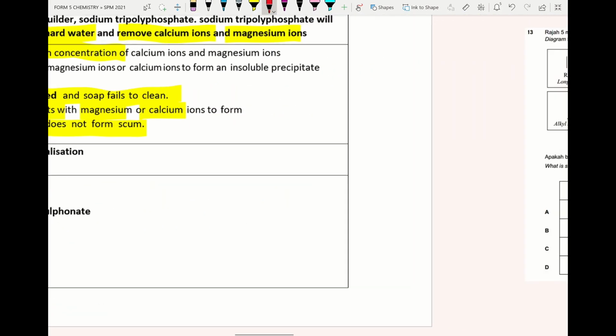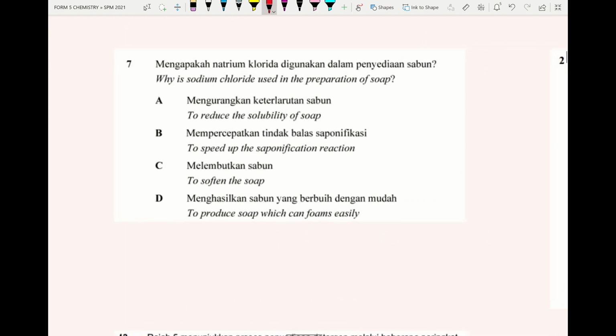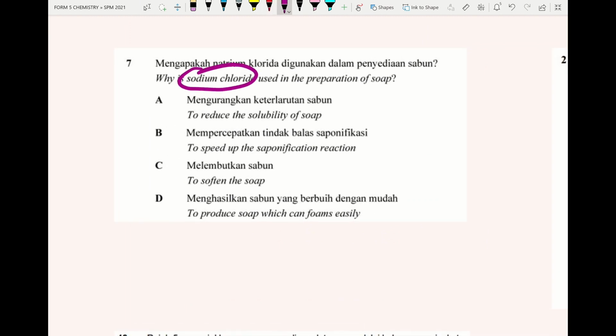All right, we try to check a few questions. State the purpose of adding sodium chloride. The purpose of the use of sodium chloride in the preparation of soap is to reduce the solubility. Please remember, reduce the solubility of soap. So the answer will be A.